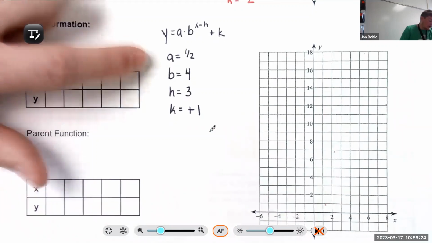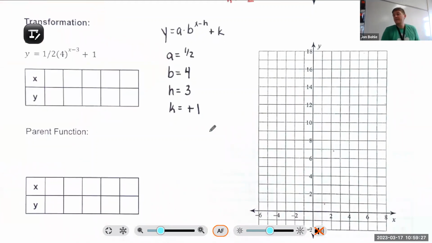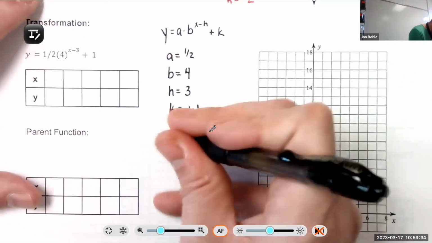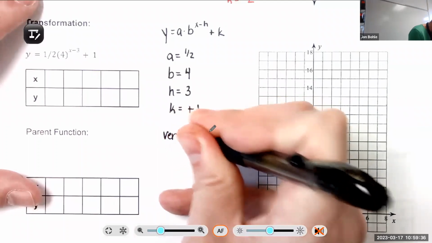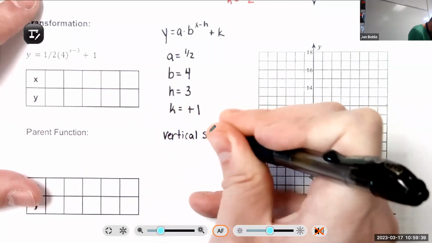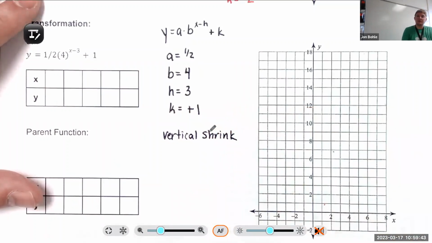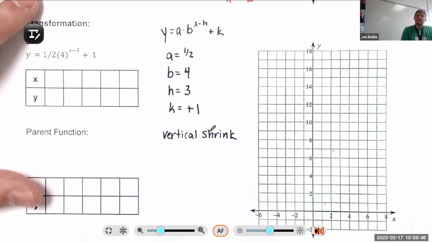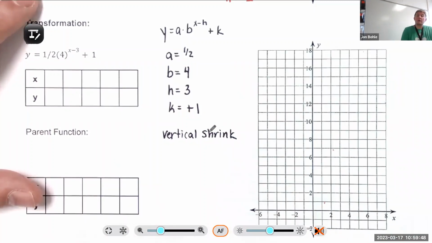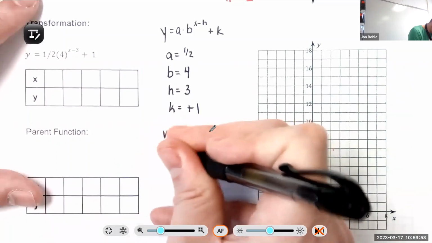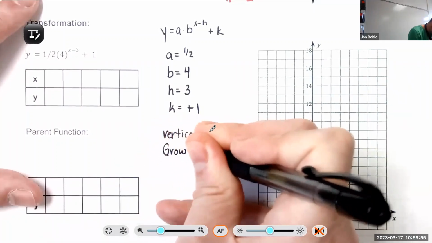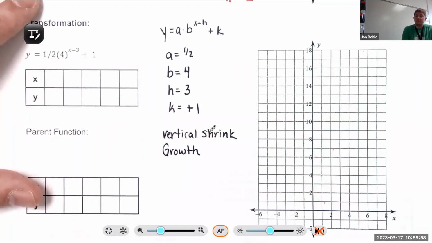Okay, what are the transformations? What does my A value do for me? Vertical shrink, because the A value is less than 1. Since the A value is less than 1, it's a vertical shrink. What does the B value do for me? Growth, because the B value is greater than 1. So this is going to be a growth function.